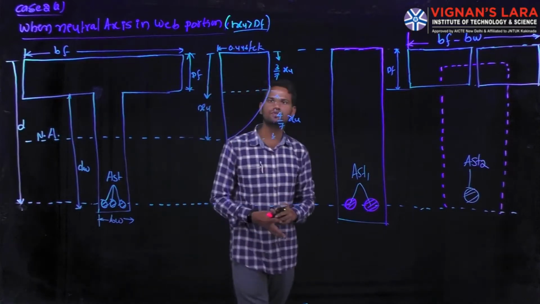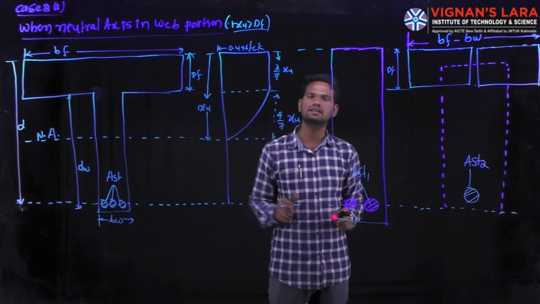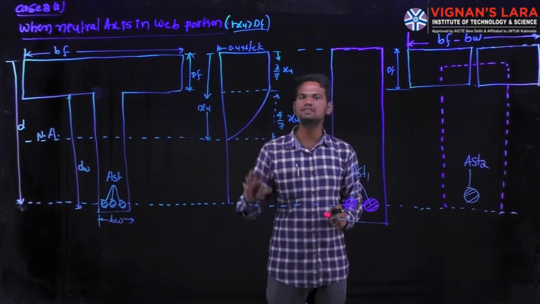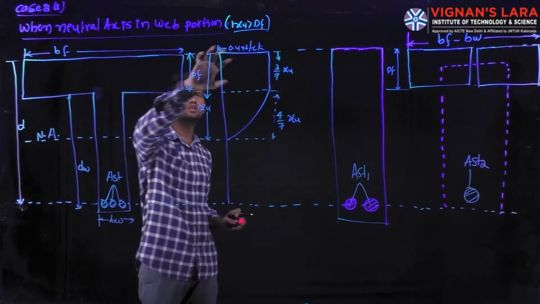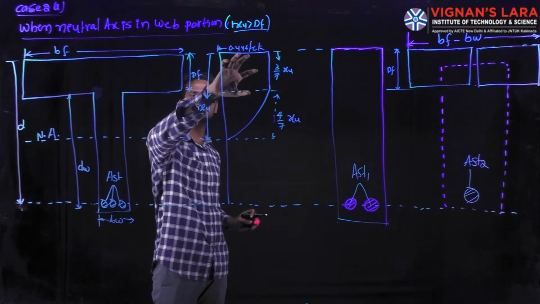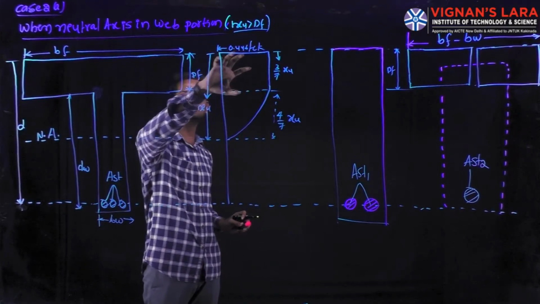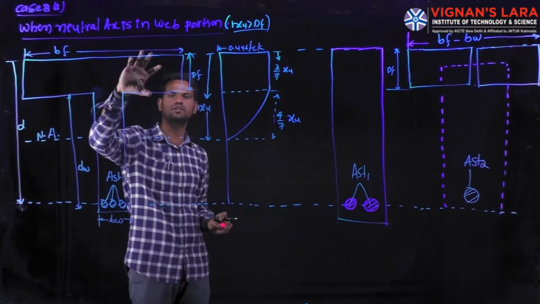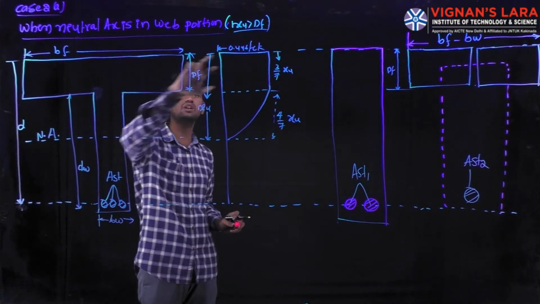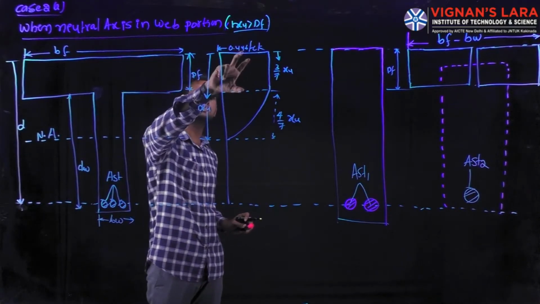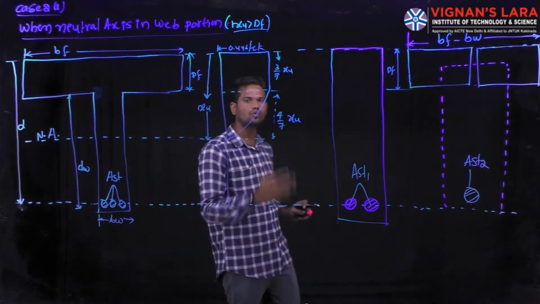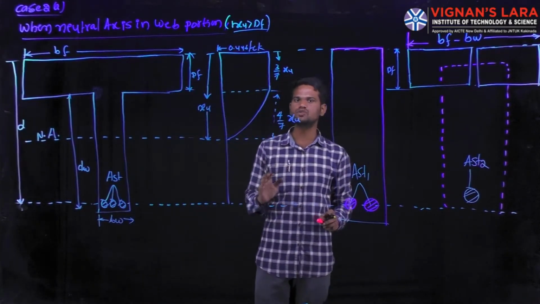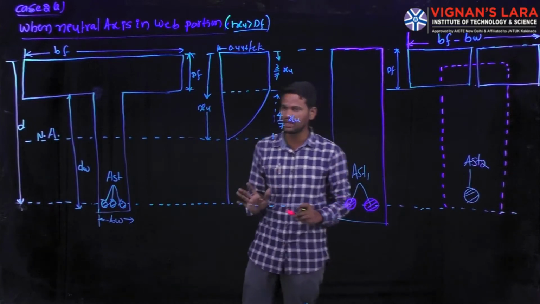Our present condition is when the flange is uniformly stressed. That means due to application of the load, the stresses we are getting here will be uniformly stressed up to this flange portion. The stresses are developing within the flange portion. For this condition, how we should analyze the compressive force and total tensile forces, we will discuss.